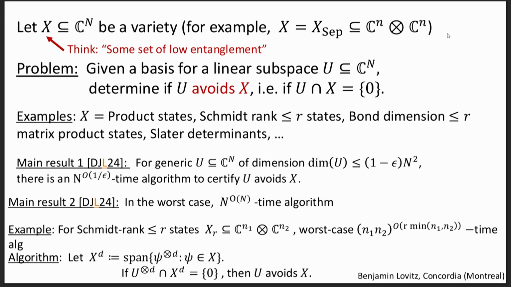Okay. So what's the algorithm? It's just a straightforward generalization of the one from before. You're turning your intersection problem into an intersection problem for linear spaces. So instead of asking if U has any intersection with X, which is hard to check, it's easy to intersect linear spaces. And so what you do is you define this lifted space associated with your variety. I'll call it XD, which is the span of the set of psi tensor D as psi ranges over X. And then you just check if U tensor D has any intersection with XD.